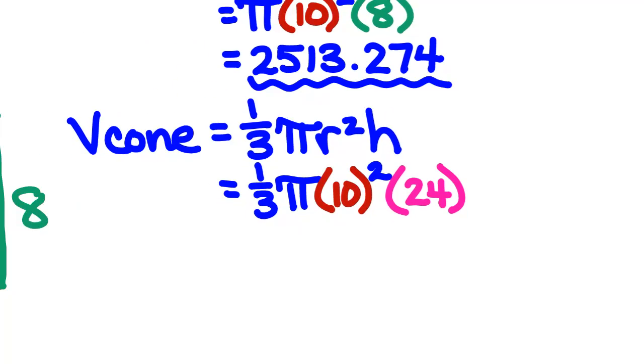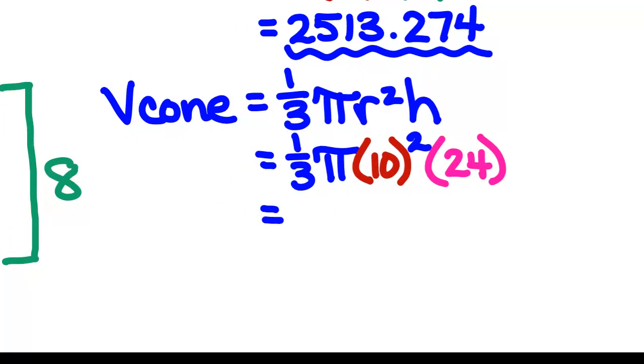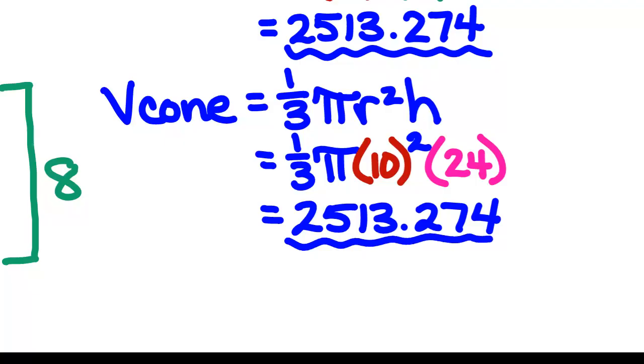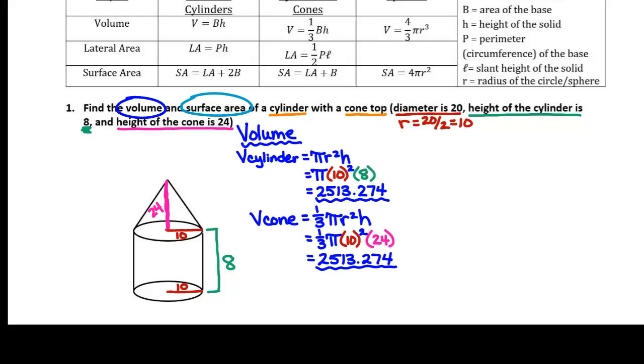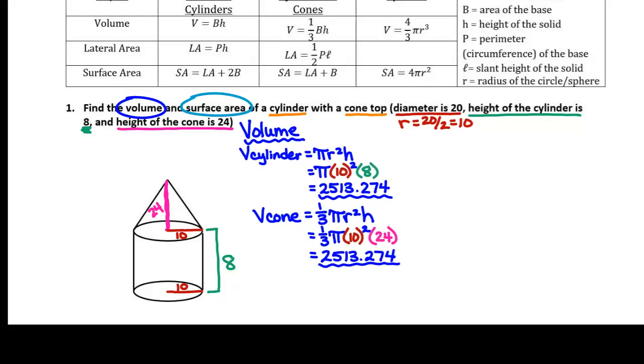And then we pop this into our calculator. And we get what? Absolutely correct. So it came out to be the same volume as the cylinder. Do you think that normally happens, where the volume of the first object is the same as the volume of the second object? Not usually.